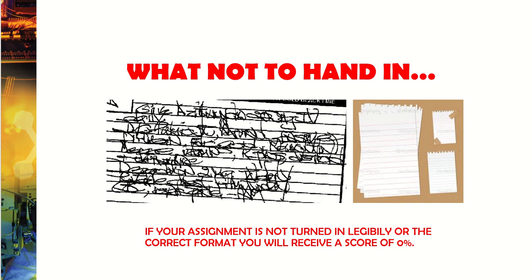Here's an example of what not to hand in. If you hand in an assignment like the one on the left, you're going to make our teaching assistant go blind trying to read it. Also, do not hand in paper that's been crumpled or discolored or has stuff spilled on it, as it may be very difficult for us to read. Again, your assignment must be legible and must follow the correct format in order for you to receive a score.